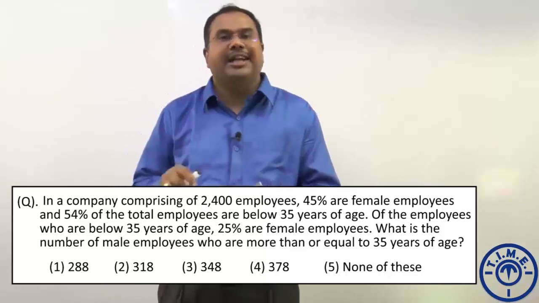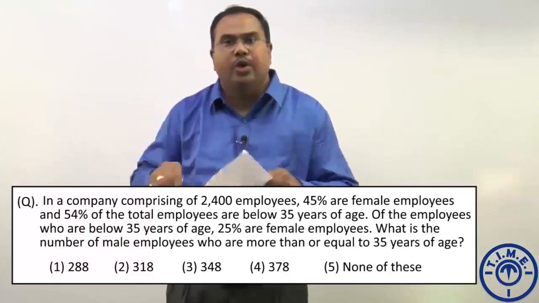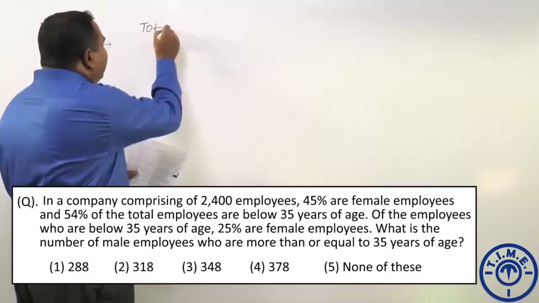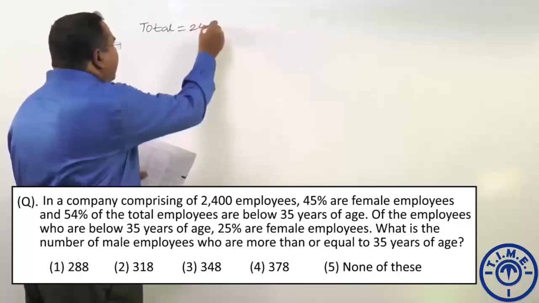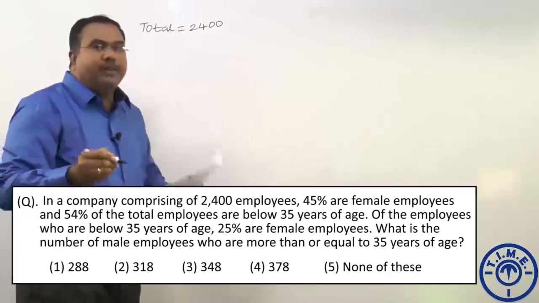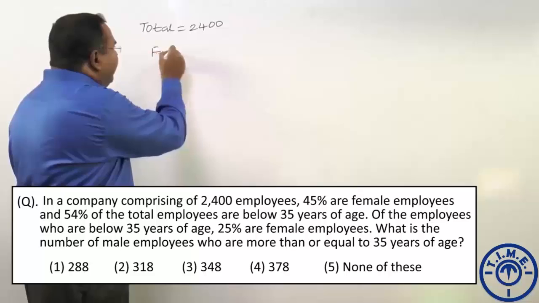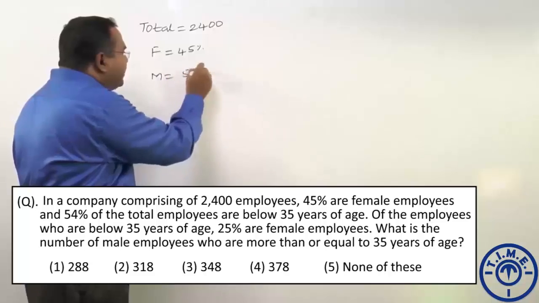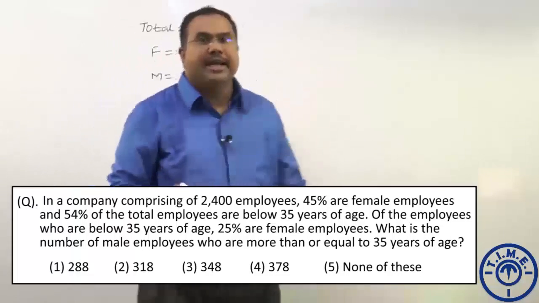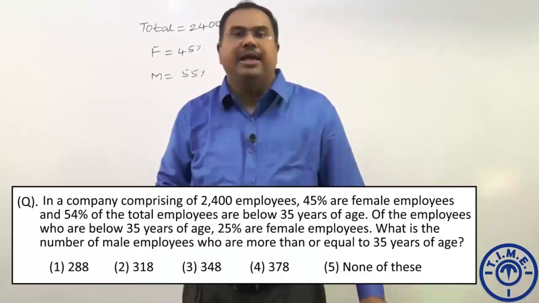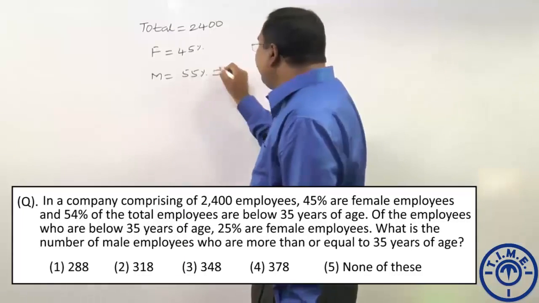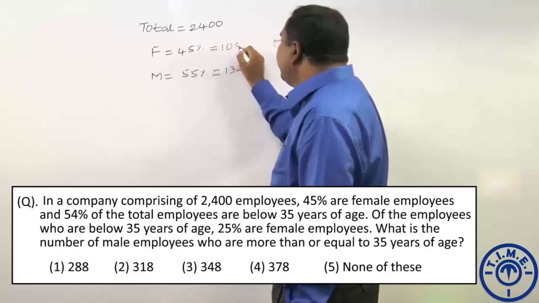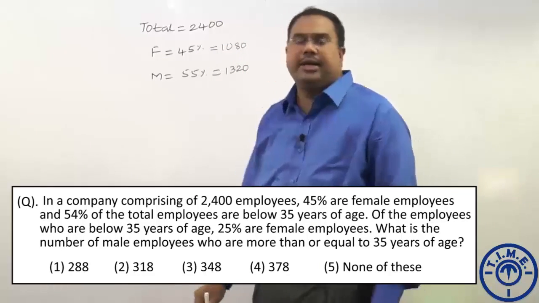Let us write down the data given in the question. There are a total of 2400 employees. Out of the total employees, 45% are females. So, females 45%, males will be 55%. Total should be 100%. If females are 45%, males will be 55%. 55 percentage of 2400, that is 1320, and females will be 1080, that is 45% of 2400.